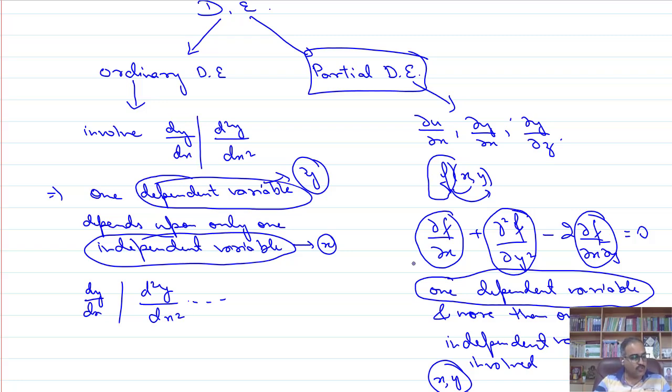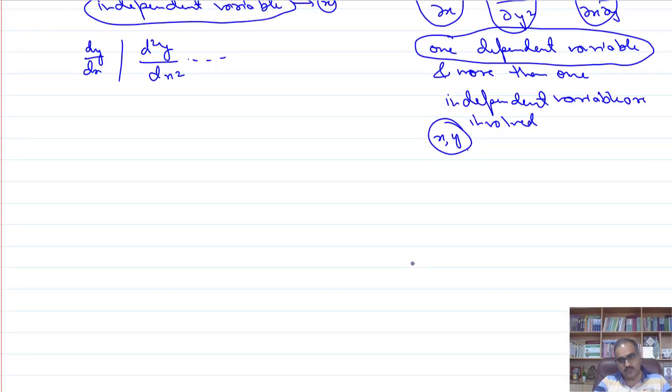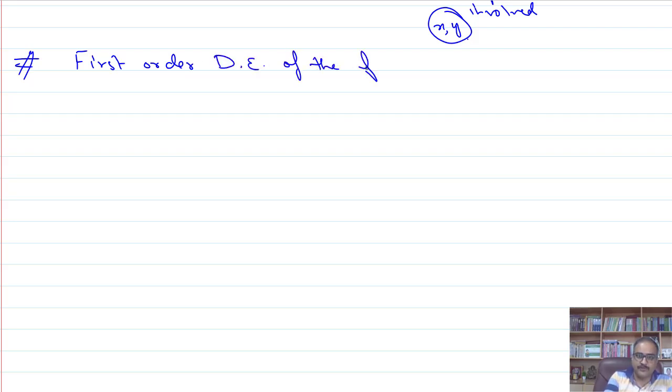Now coming to the solution of a differential equation. So basically, first order differential equations of the following forms are solvable. Solvable means they have a solution. Number one, that is variable separable form.